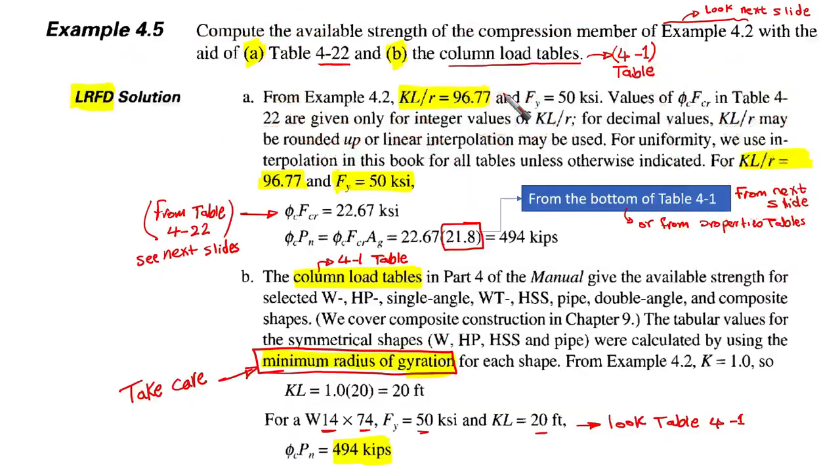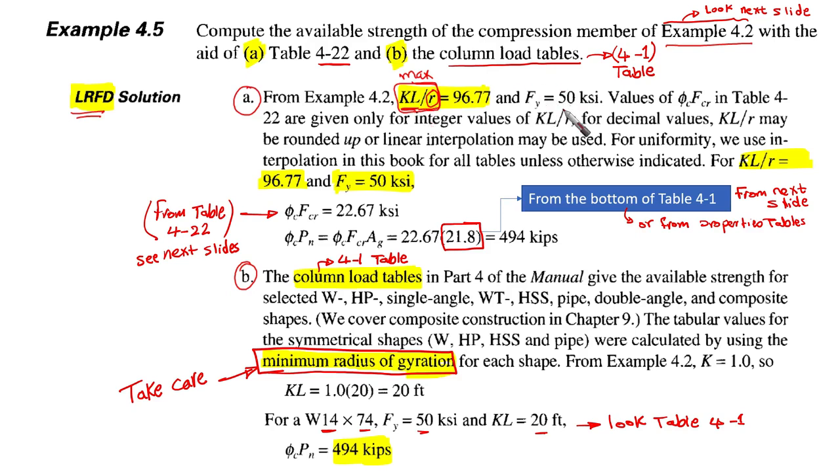Okay, let's go back again. So now we know everything about our element. Let's start with the LRFD, and we are going to use, as we said, two different approaches, one of table 4-22 and the other table 4-1. From the previous example, we said that the maximum KL over R, take care, we are talking here about the maximum. When you calculate, you should calculate r here with the minimum value. This is in order to give you the maximum slenderness ratio, as we said before.